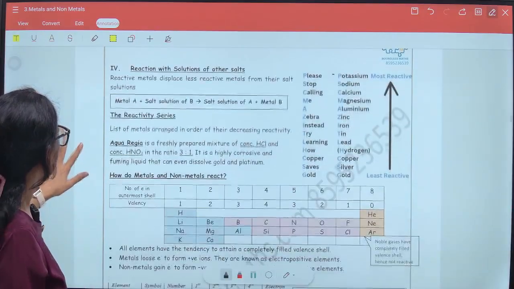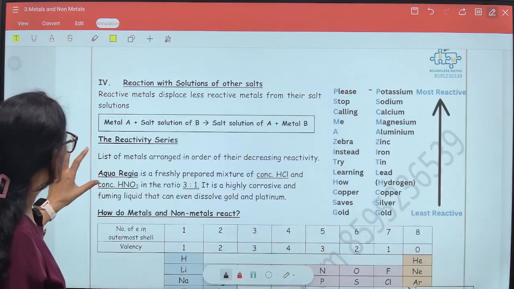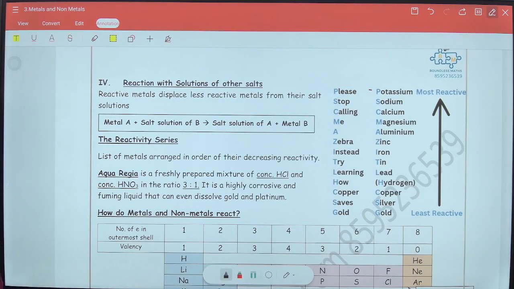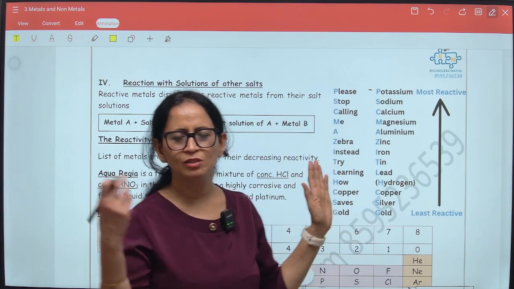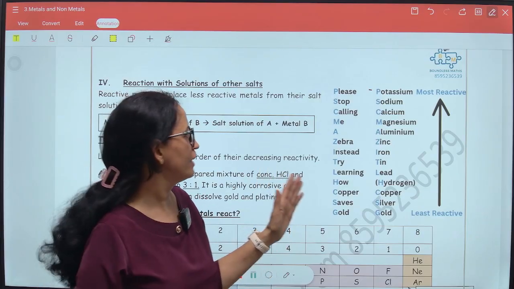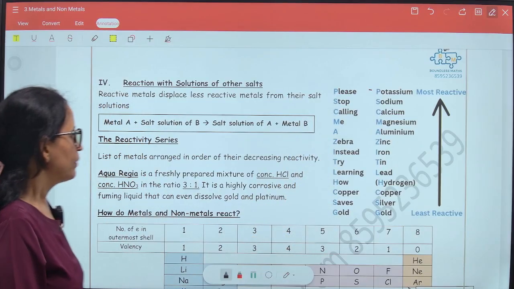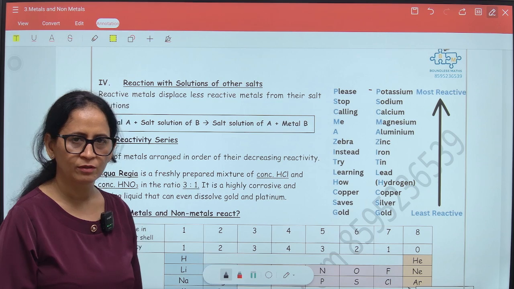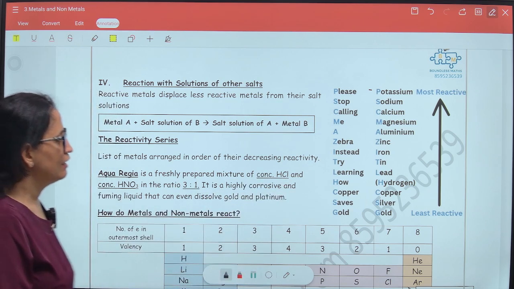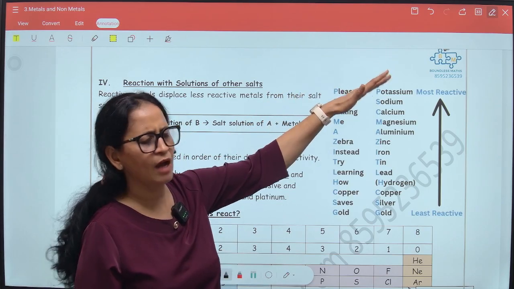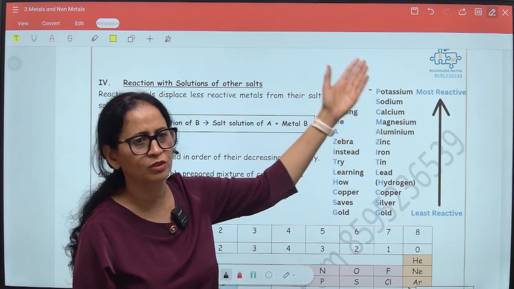Now let's look at the reaction of metals with solutions of other salts. Again repeating the reactivity series, pause this video and just do a recap of the reactivity series in your mind. Potassium, sodium, calcium, magnesium, aluminium, zinc, iron, lead, tin, copper, silver, gold, and there is hydrogen before copper. The reactivity series tells you that a more reactive metal can displace a less reactive metal from its salt solution, but not the opposite.